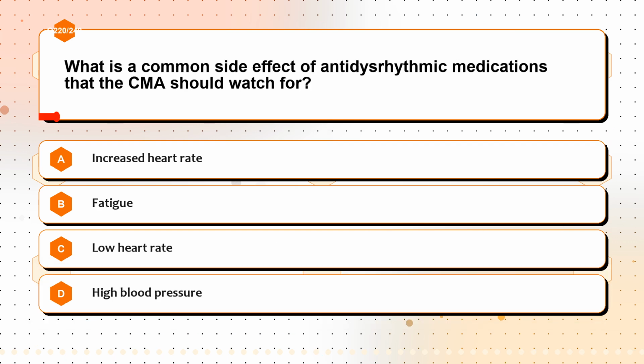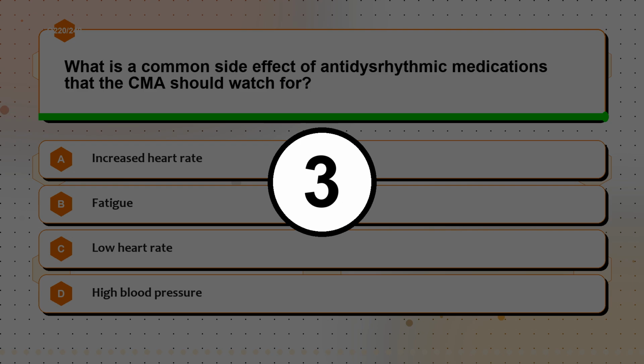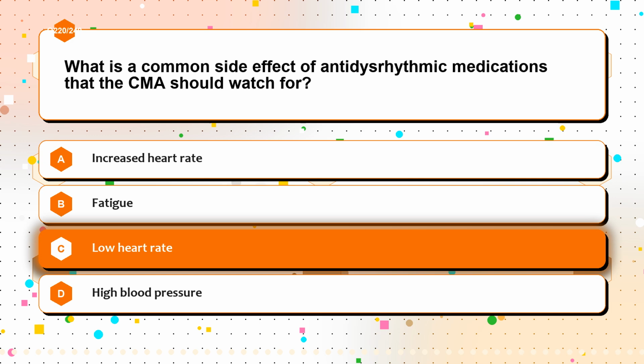Question 220. What is a common side effect of antiarrhythmic medications that the CMA should watch for? Here are the options. Option A, increased heart rate. Option B, fatigue. Option C, low heart rate. Option D, high blood pressure. The correct answer is option C, low heart rate.